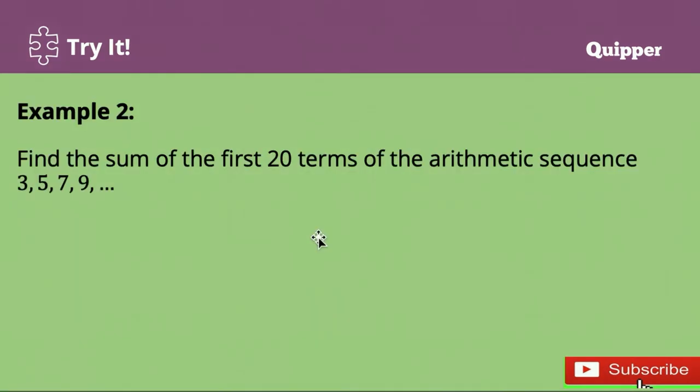Example number 2. Find the sum of the first 20 terms of the arithmetic sequence 3, 5, 7, 9, and so on.